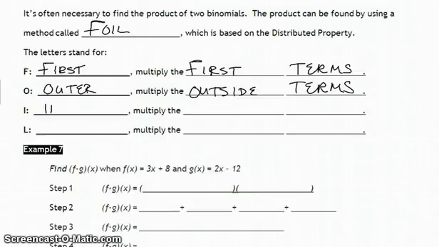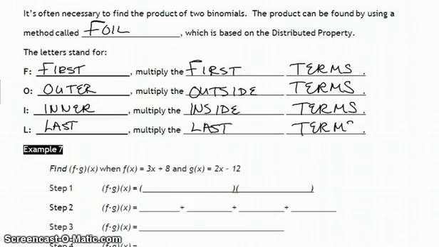I stands for inner, and you'll never guess, the inside terms. And then finally, L stands for last, so we're going to multiply the last two terms. So first, outer, inner, last, when we multiply two binomials. Next, we're going to take a look at example 7, where we're going to apply both FOIL and the multiplication rule of exponents when we multiply f and g of x.